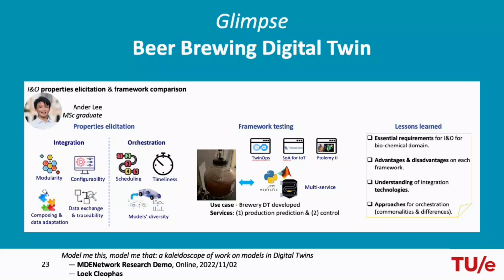Then a beer brewing digital twin, and I don't have enough time to say a lot about that, I see. Basically, ask me about this in the Q&A if you're interested. It's a very interesting example of a chemical production process where we have some in-house expertise, and we're using this to investigate how to deal with integration, orchestration, and proper digital twin development in such a chemical process setting. And as a side effect, we're getting some nice beers to sample out of that.